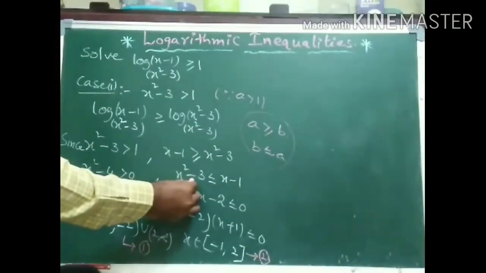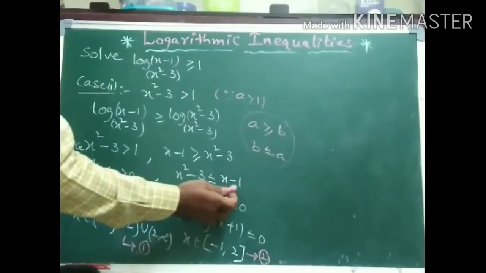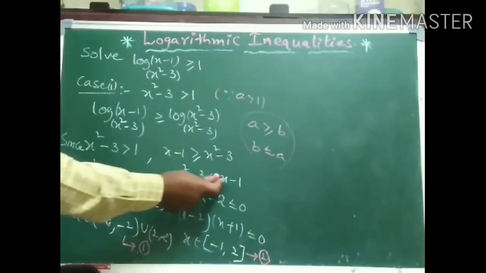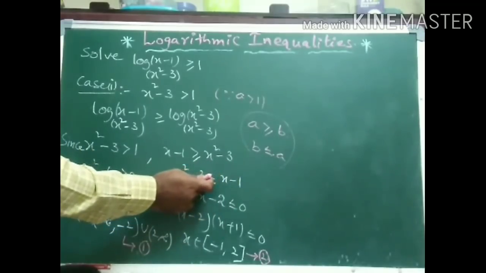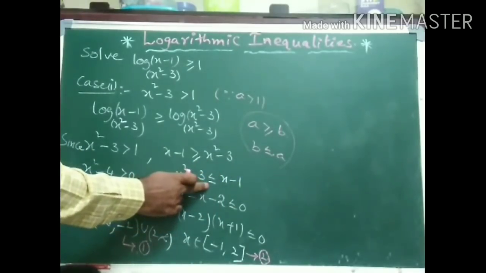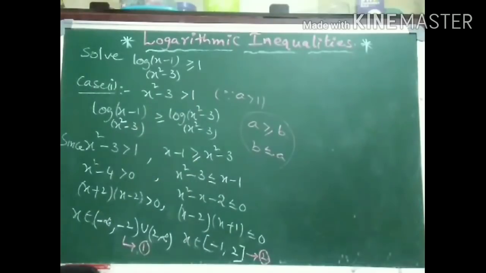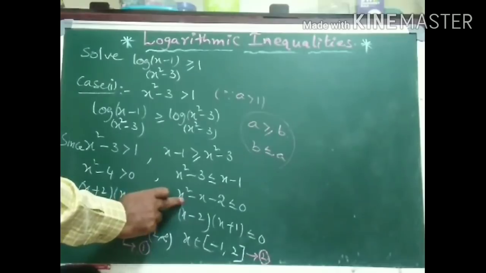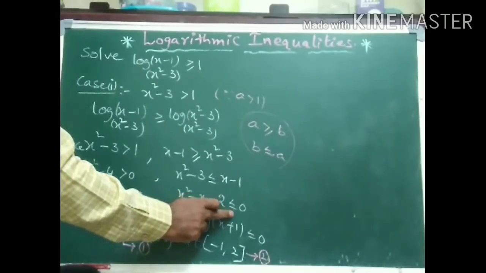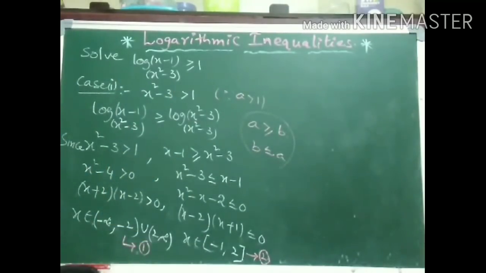So in the same manner, I just want to convert. Now bring this x minus 1 to the left side. Then x, after coming here, becomes minus x. And minus 1 when it comes here becomes plus 1. Minus 3 plus 1 is equal to minus 2. So finally we got a quadratic inequality, that is x square minus x minus 2 less than or equal to 0.